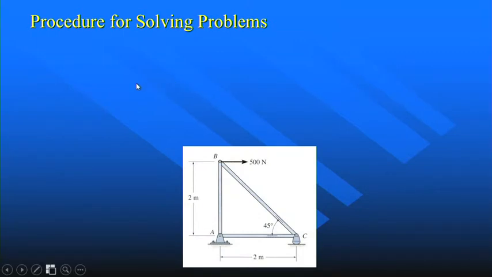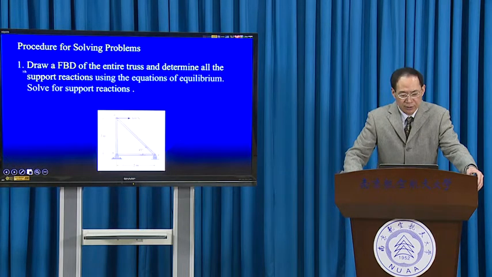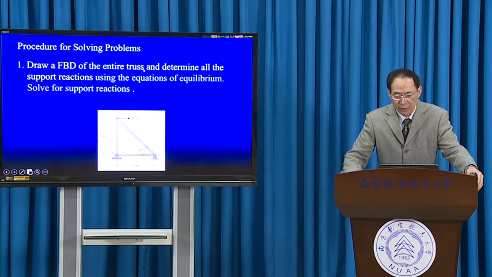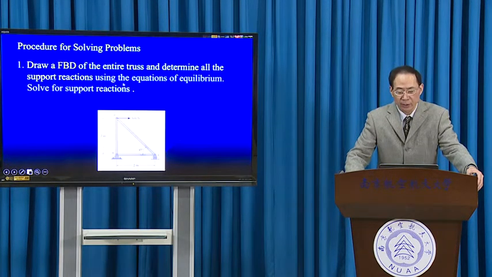Procedure for solving problems. First, draw a free body diagram of the entire truss and determine all the support reactions using the equations of equilibrium. Solve for support reactions. This is the first step.